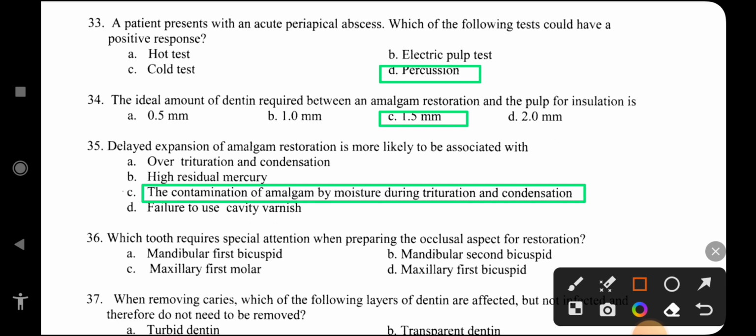Which tooth requires special attention when preparing the occlusal aspect for restoration? Options are mandibular first bicuspid, mandibular second bicuspid, maxillary first molar, or maxillary first bicuspid. And the correct answer is maxillary first bicuspid. It requires special attention when preparing the occlusal aspect for restoration.